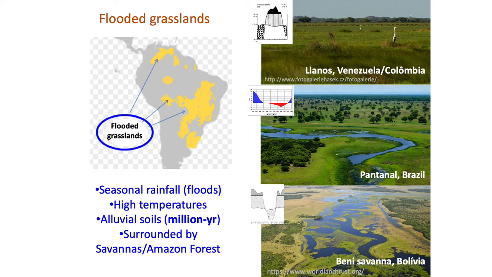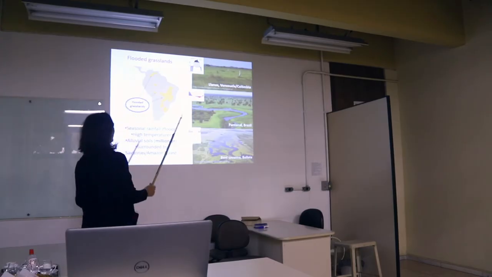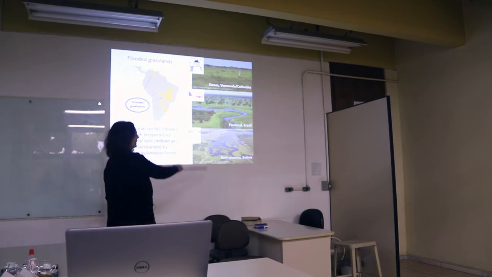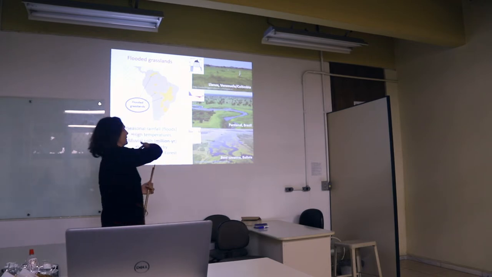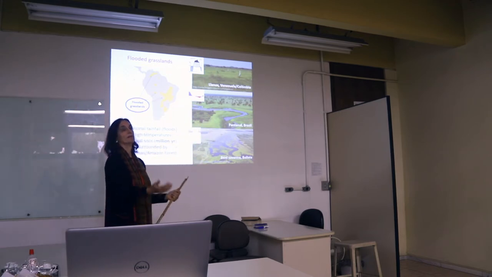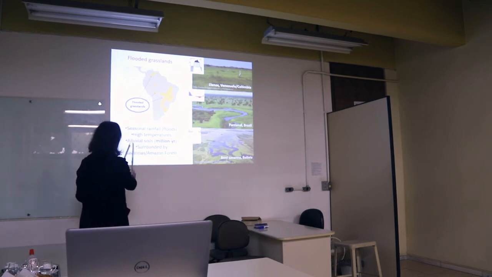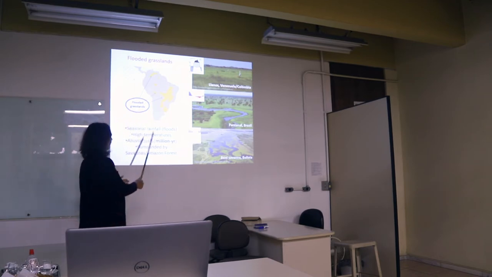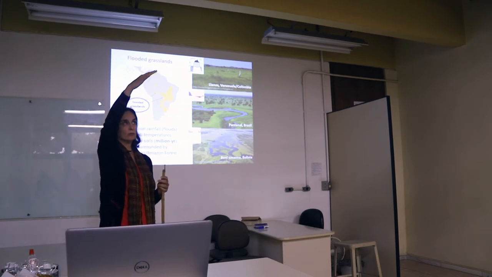Then we come to the second group, the flooded grasslands. Who are they? Part of the Llanos in Venezuela and Colombia, Pantanal in Brazil, and part of the Beni Savannah in Bolivia. And why are they different from the first ones? Because water here comes from outside, from the headwaters, and then a river spreads a huge amount of water, bringing soil sediments. That's because the soils here are young compared to that one. And we have floods that can be 1-2 meters high.